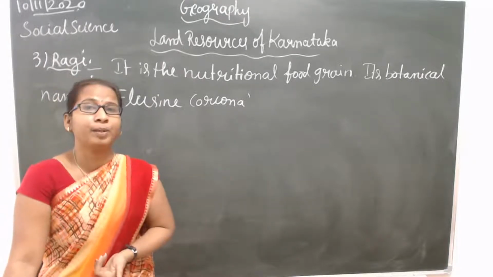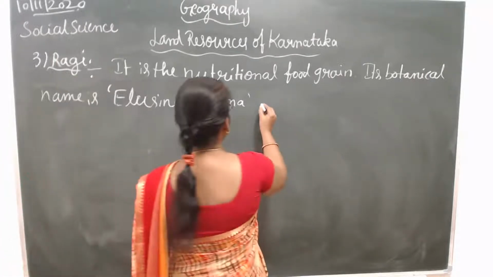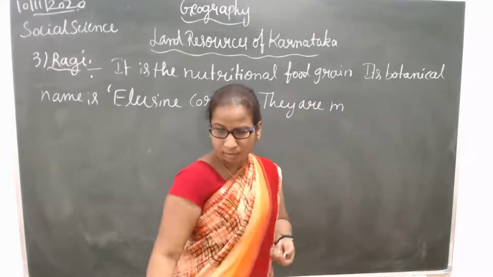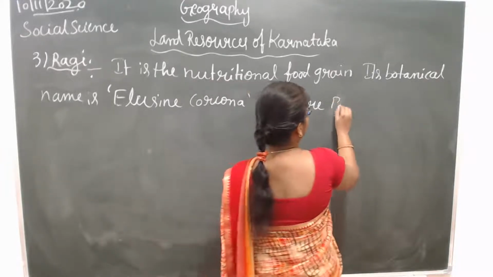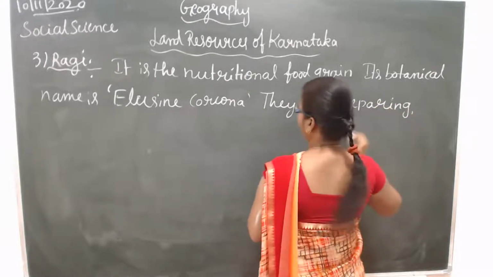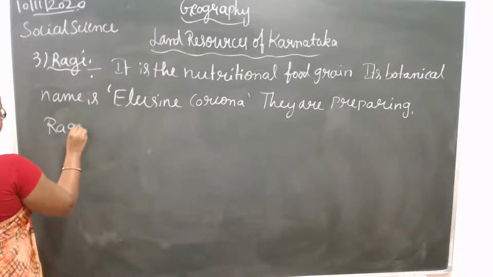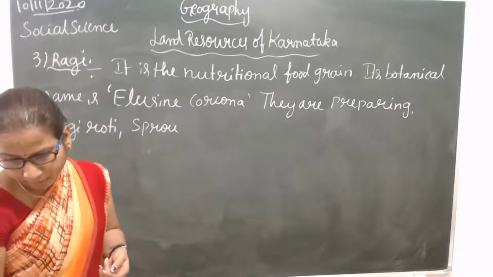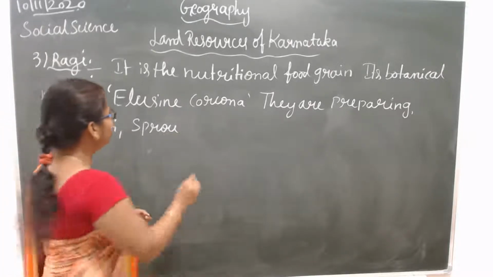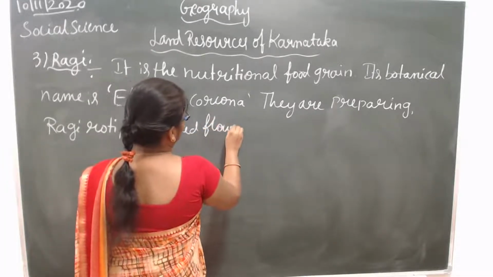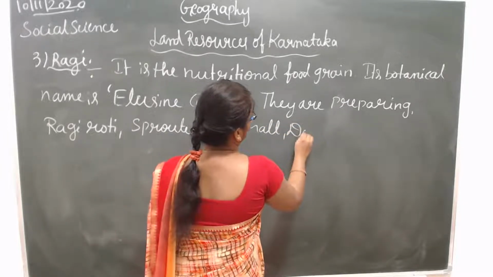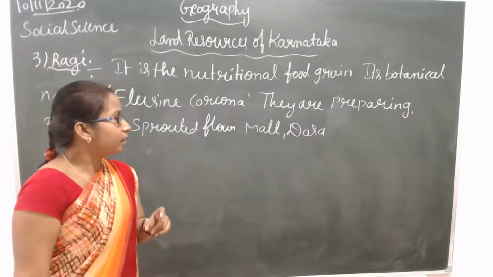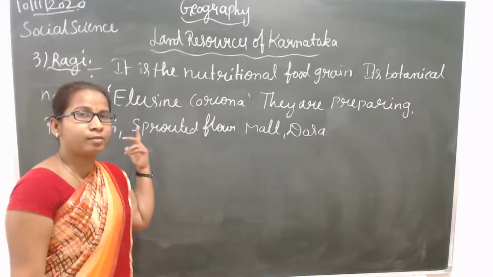And here what do they prepare from this ragi? They are preparing different types of recipes. They are preparing roti, which you can say is ragi roti. And sprouted flour, ragi malt, dosa, ragi dosa. These are the different recipes of ragi. In Kannada we say ganji, amli made from ragi.